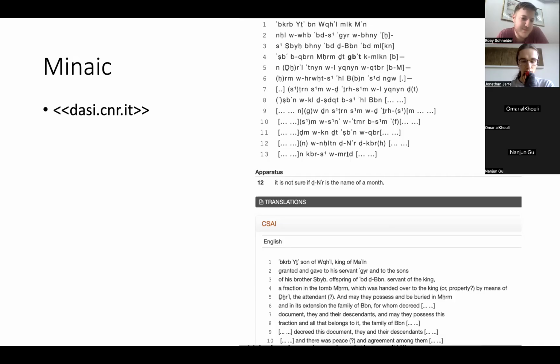Could be even some kind of matres lectionis, like a letter that is supposed to signify a long vowel or something like that. It is very hard to tell. Thank you. Yeah, you're very welcome.